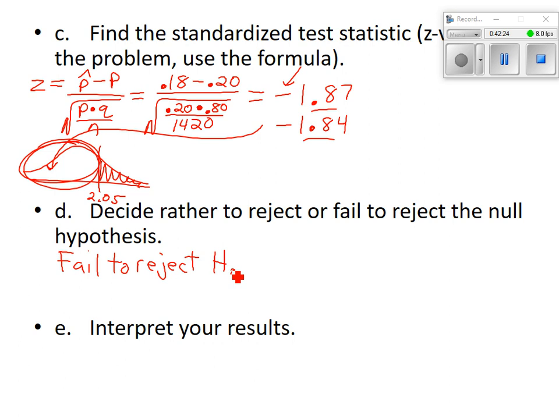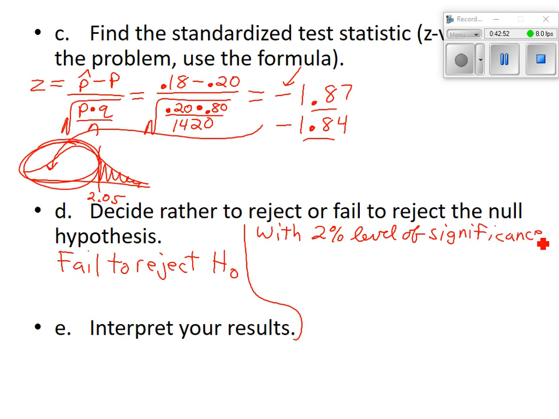Then to interpret our results, I probably don't have the space down here, so it's all right if I write it up in this area. Somebody help me out, what was our alpha this time? 0.02. So with a 2% level of significance, I know the first word is always there for the second part. We grab our chart.